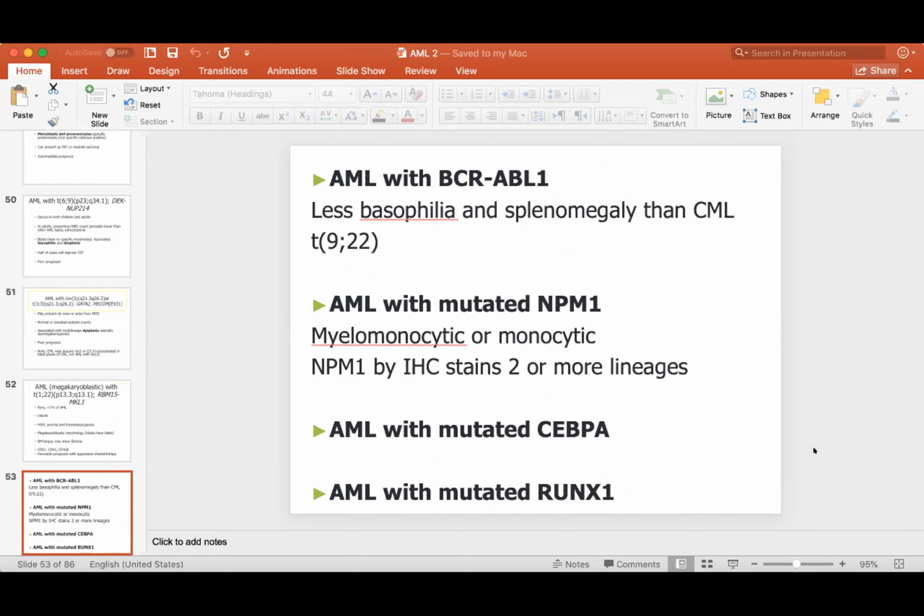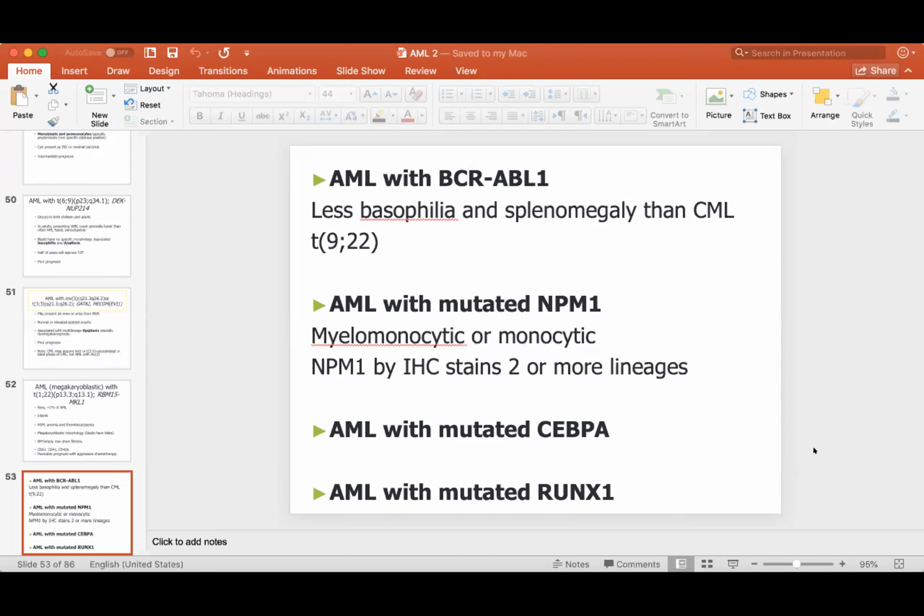The last types included in this category of AML with recurrent genetic aberrations include AML with BCR-ABL1. This is one of the provisional entities included in the new WHO 2016. In this case, it doesn't fit any other type of acute myeloid leukemia, but it has a BCR-ABL1 translocation, 9;22. But this one has less basophilia and splenomegaly than what you see in chronic myelogenous leukemia. We know this is the translocation usually seen in CML.